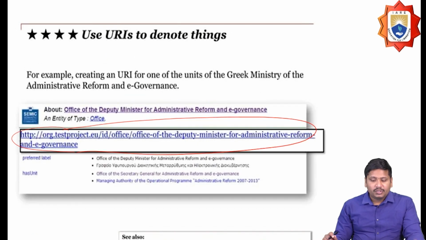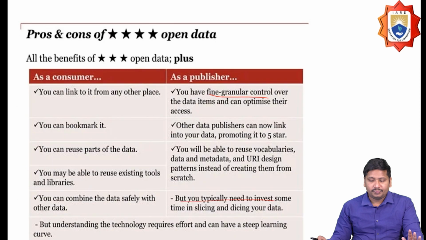And the 4-star scheme is that you use URIs to denote things. For example, if I create a URI for the units of the Greek Ministry of Administration, Reform, and e-Governance, then based on these URIs we can enable customers or people to be directed to the Greek Ministry of Administration, Reform.